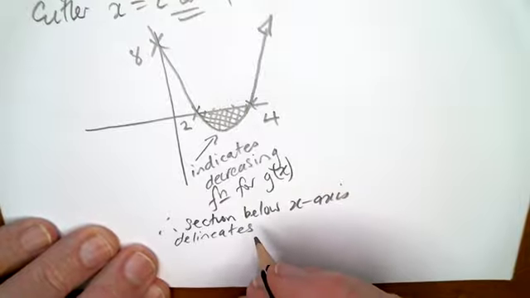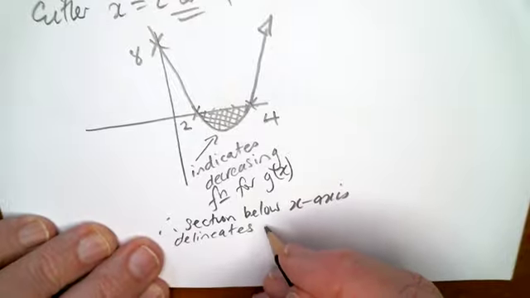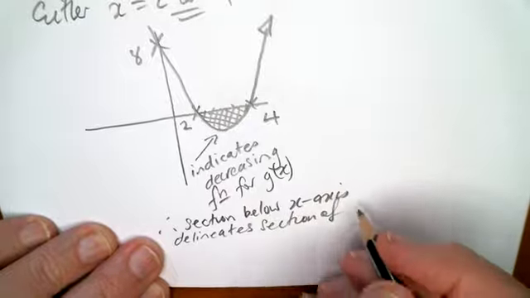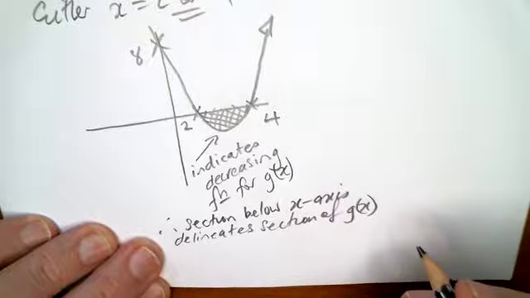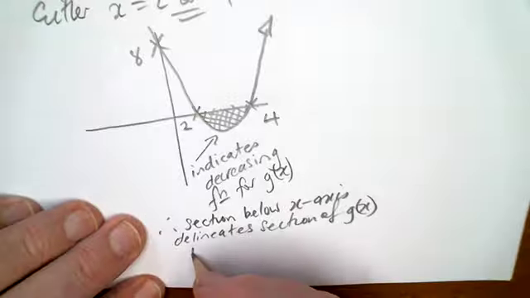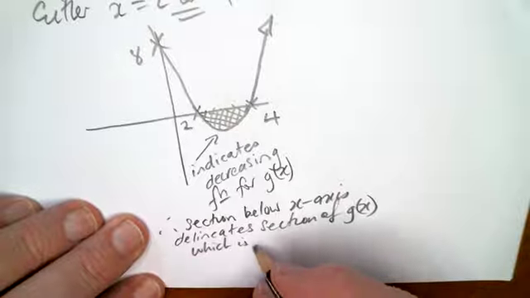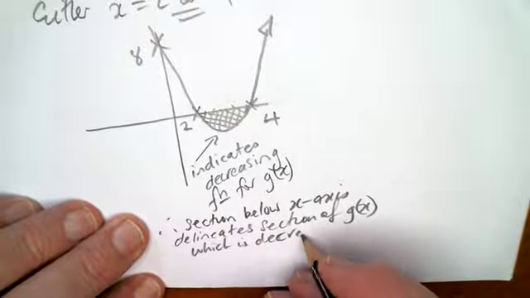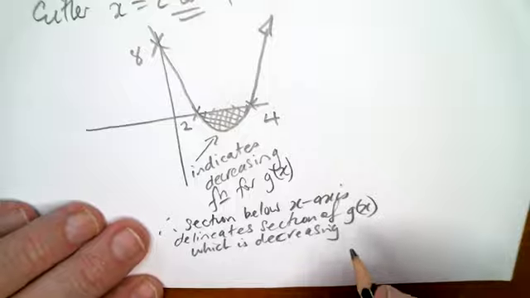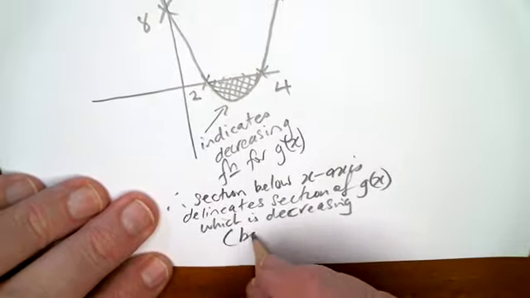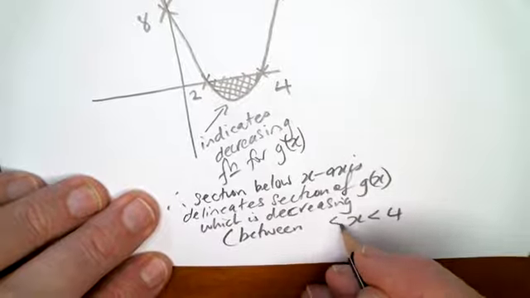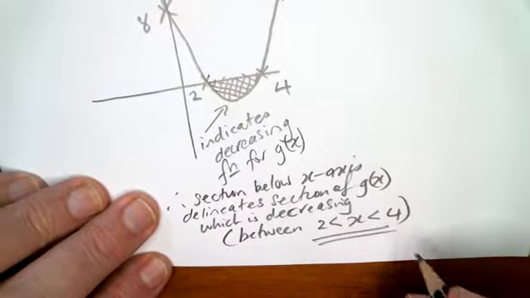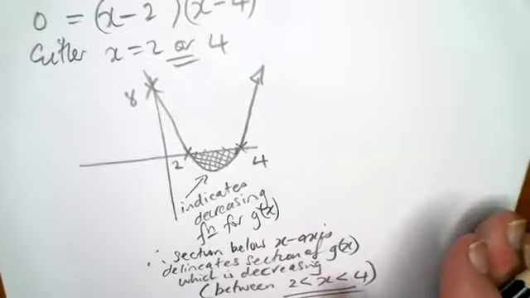What should we say? Section, I'll put, of g of x, which is decreasing, and then we'll put in brackets between, and it's going to be x is going to be less than 4 and greater than 2. And that's really what we found. So that's one way of doing this.